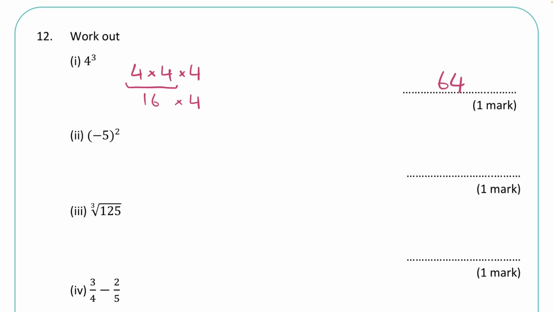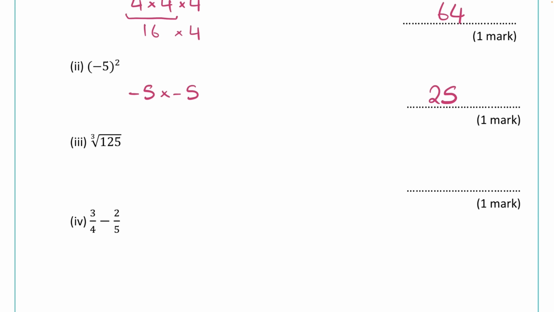And when you square a negative number, it's the same as squaring the positive version. So 5 times 5, which is 25. Just testing to make sure here that you know that a negative times a negative does equal that positive value. So 5 times 5 is 25.